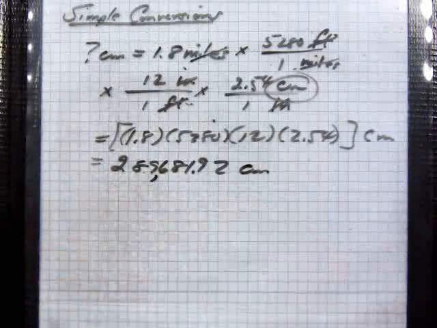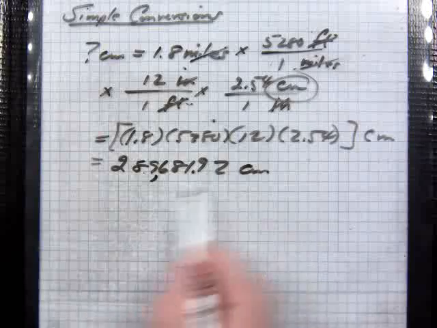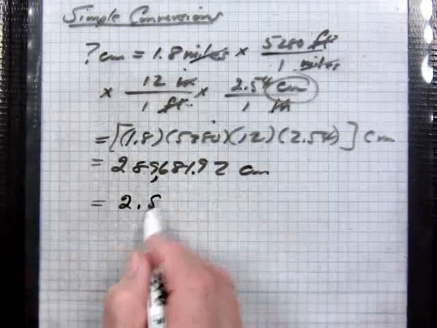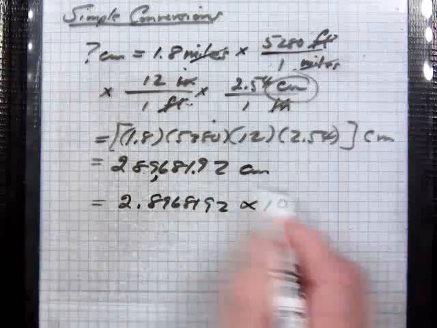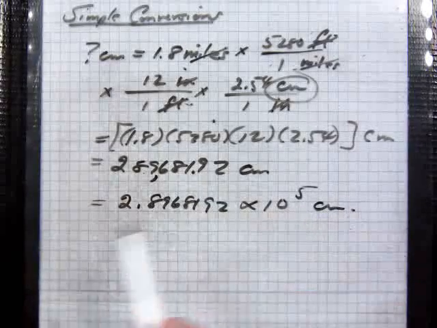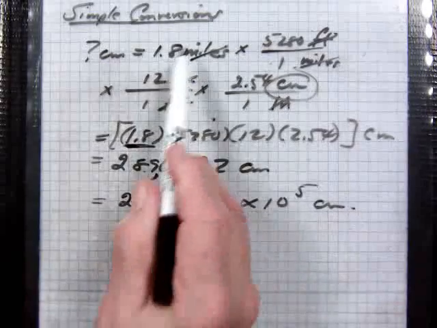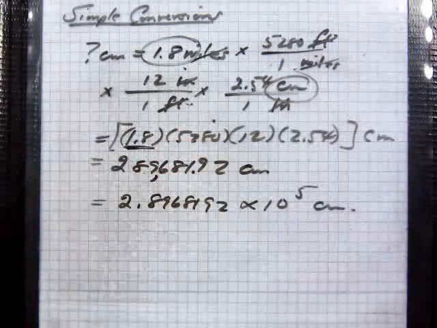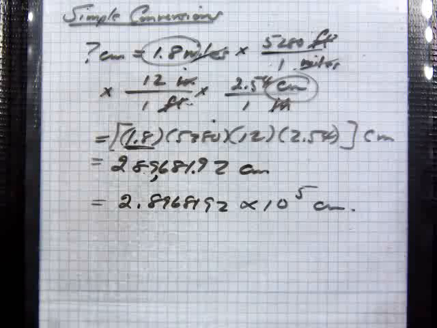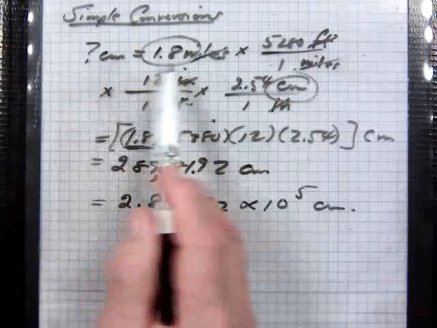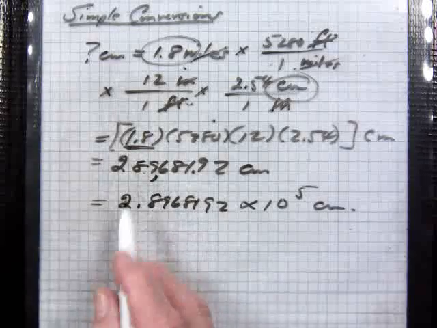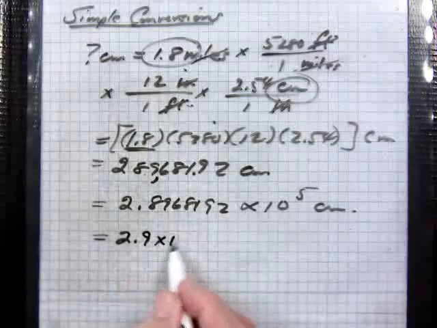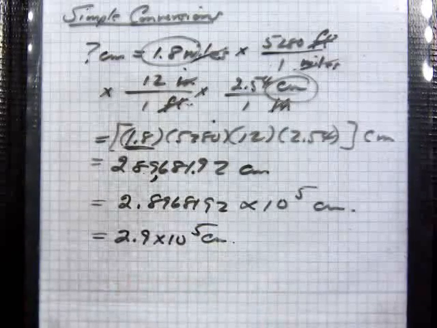Okay, so here's your calculator. All right. Now, you want to convert it to standard form, move your decimal. I move 5 places, times 10 to the 5th centimeters. And what I want to tell you here is, when deciding on significant figures, use the data, not the conversion factors. So the data given was convert 1.8 miles. Well, that's 2 sig figs. So your answer should be 2 sig figs. So that'd be 2.9 times 10 to the 5th centimeters would be the appropriate answer for that.